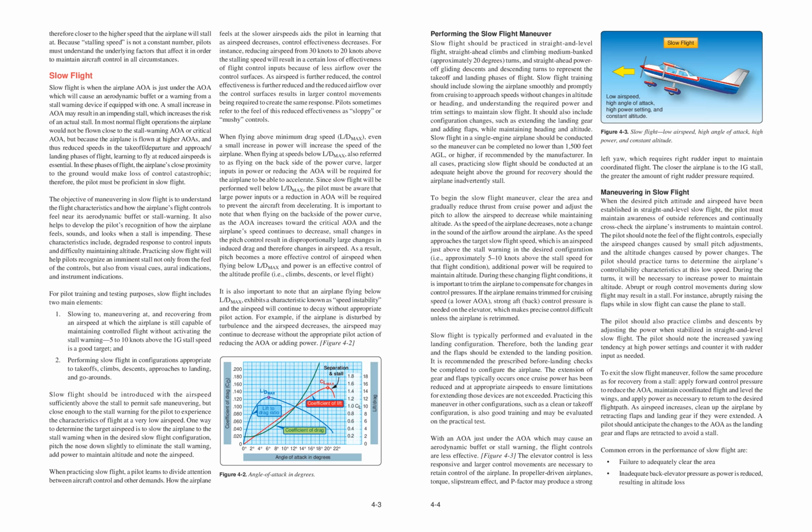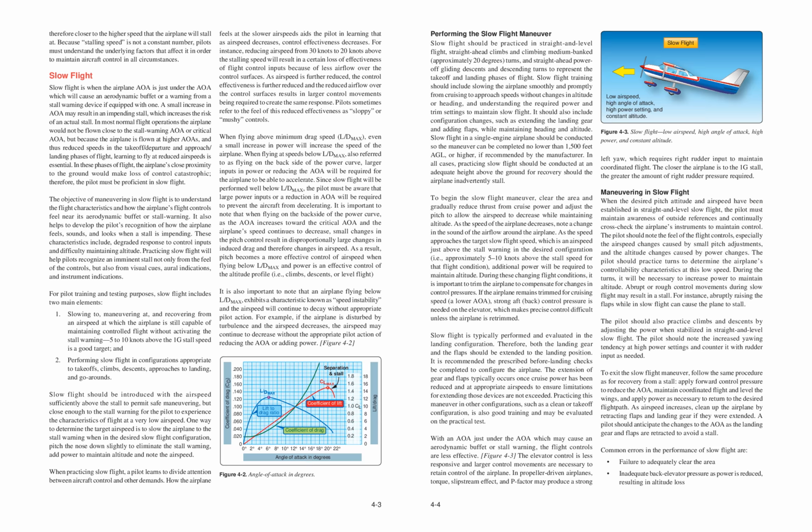The objective of maneuvering in slow flight is to understand the flight characteristics and how the airplane's flight controls feel near its aerodynamic buffet or stall warning. It also helps to develop the pilot's recognition of how the airplane feels, sounds, and looks when a stall is impending. These characteristics include degraded response to control inputs and difficulty maintaining altitude. Practicing slow flight will help pilots recognize an imminent stall not only from the feel of the controls, but also from visual cues, aural indications, and instrument indications.